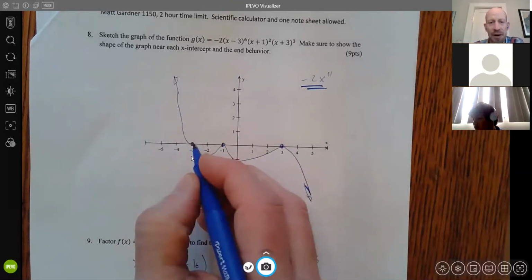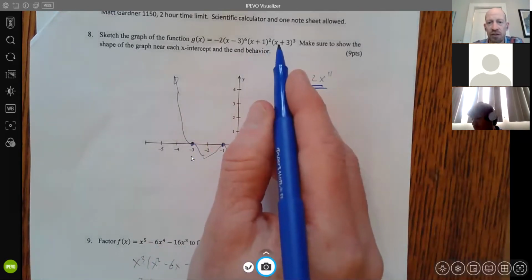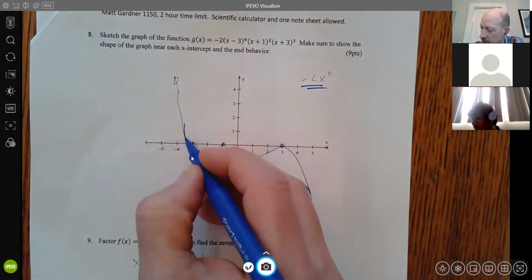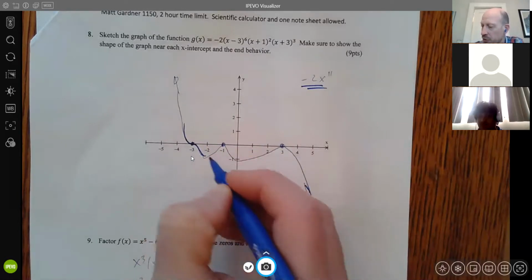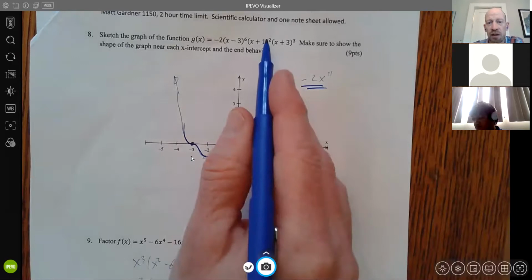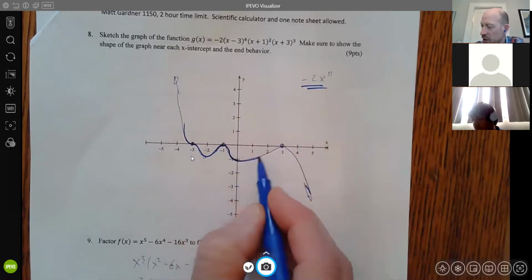And then to determine what happens at each x-intercept, we look at the multiplicity, right? So this is minus 3 to the third. That means the function is going to come down and flatten and go through. At minus 1, it's squared, so it's going to touch and come back down.